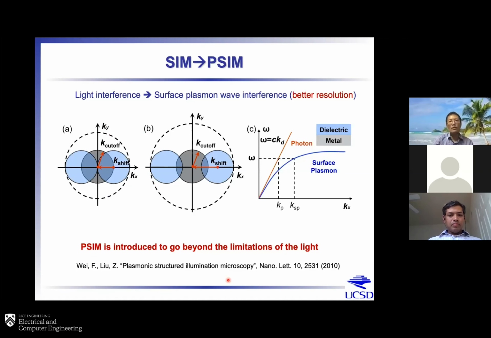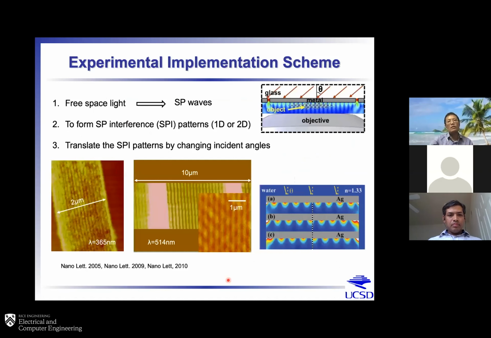So it's a pretty straightforward idea. We just utilize this kind of structured film, and the light hits the film and is converted to surface plasmons. When the plasmons overlap, you get an interference pattern, right? Then you change the incident angle theta here, and the pattern also translates along the horizontal direction. So by using this method, you can do plasmonic structured illumination.